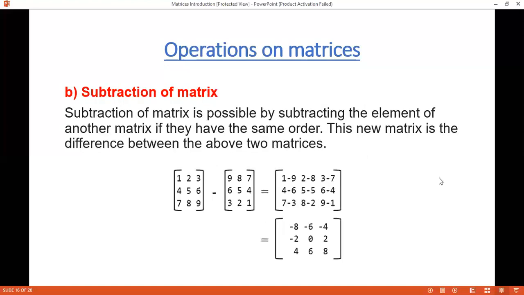And in the next case, the negative only differs with a sign. All those A11 minus A11. So 1 minus 9, 2 minus 8, 3 minus 7, 4 minus 6, 5 minus 5, 6 minus 4, 7 minus 3, 8 minus 2, 9 minus 1. So these are the simpler operations, addition and subtraction.